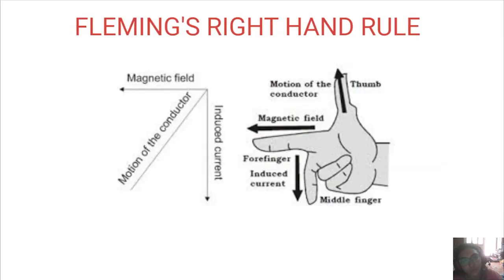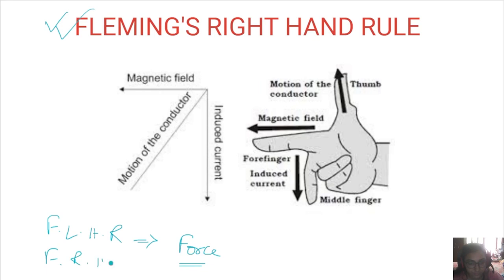So how do we understand this? Now this is Fleming's right hand rule, so we use the right hand rule for electromagnetic induction, don't get confused. Fleming's left hand rule is for finding out force, and Fleming's right hand rule is to find the induced current. Induction, so induced current.